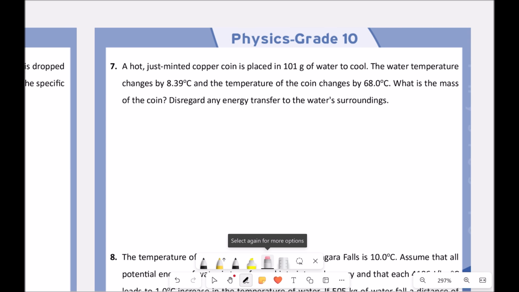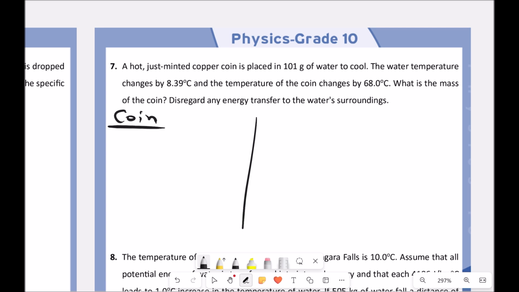We have question 7. Question 7, it says a hot, just minted copper coin is placed in 101 gram of water to cool. Okay, the water temperature changes by 8.39 Celsius, and the temperature of the coin changes by 68 Celsius. So what is going to be the mass of the coin? Disregard any energy transferred to the water. Again, we're going to do it like this. So you have coin, you have water.